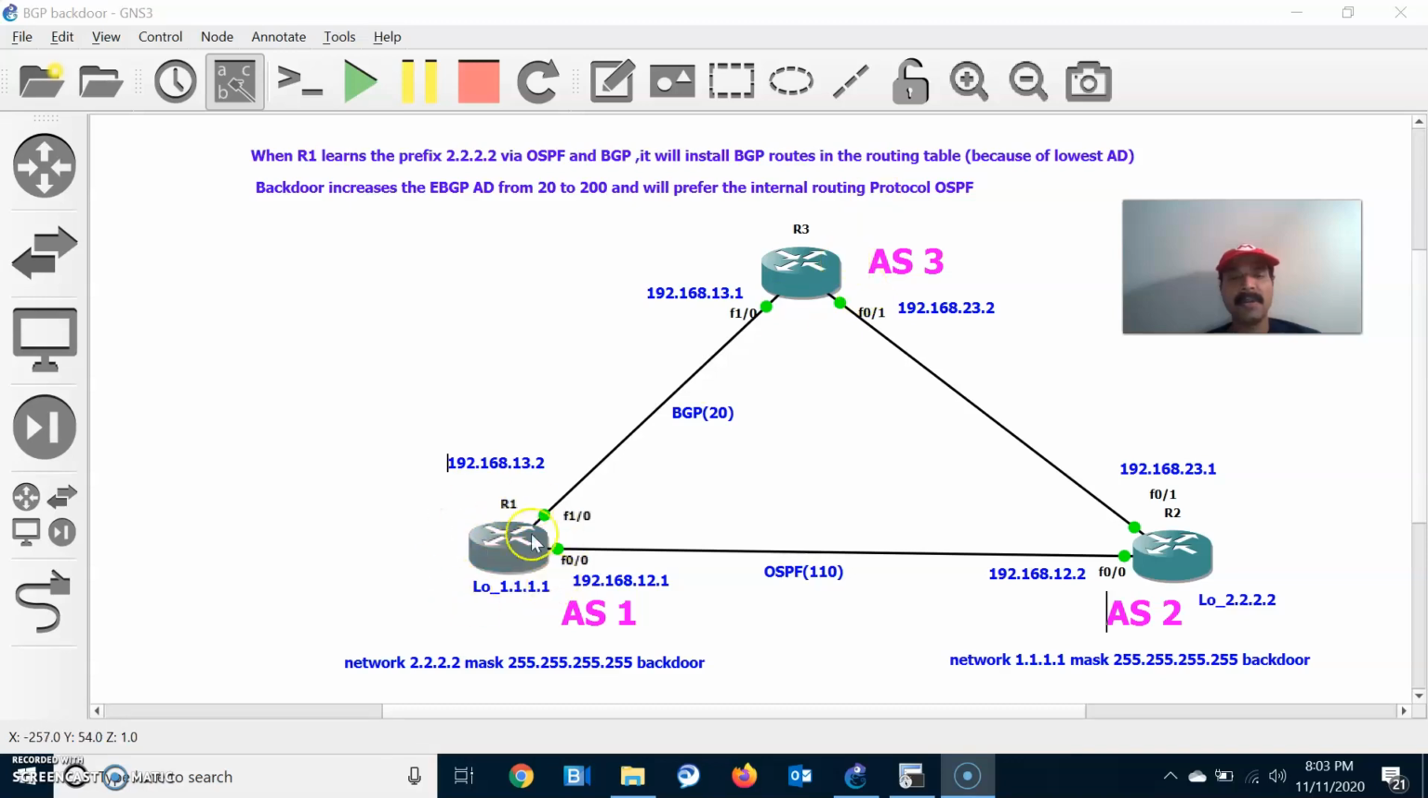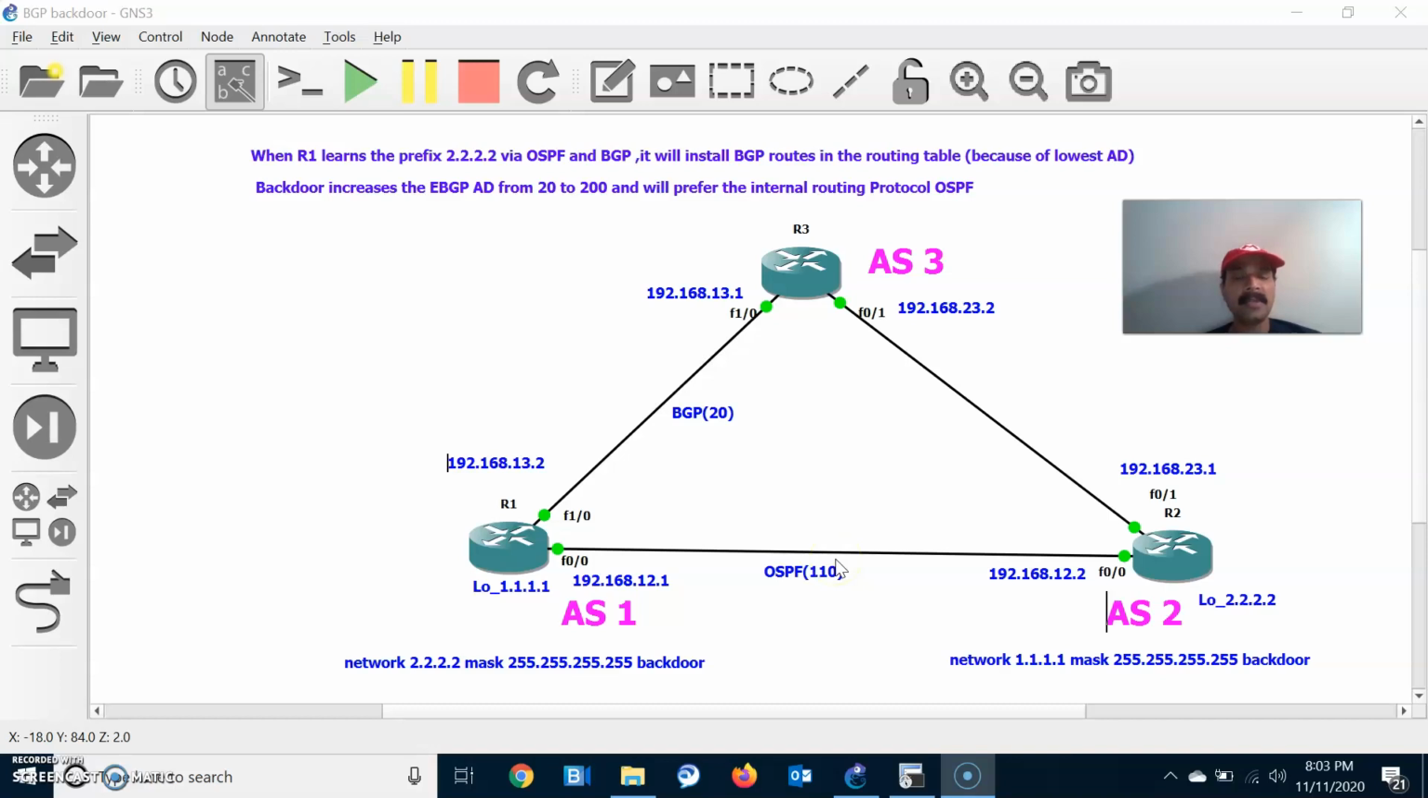Whenever R1 learns the 2.2 prefix via OSPF and BGP, it will always install the BGP route, because it has the least administrative distance. But after configuring the backdoor, what happens? It will increase the BGP administrative distance from 20 to 200, and it will prefer the internal routing protocol. So always it prefers OSPF, the internal routing protocol, because it has the least administrative distance, right?